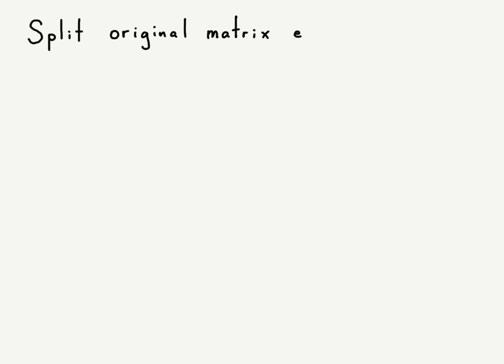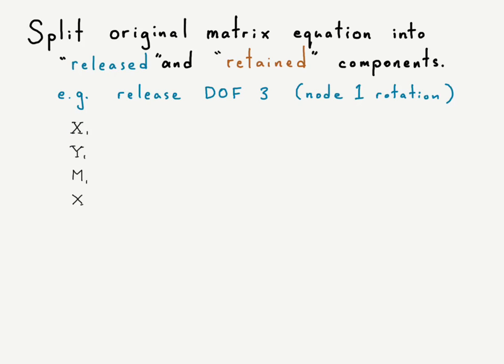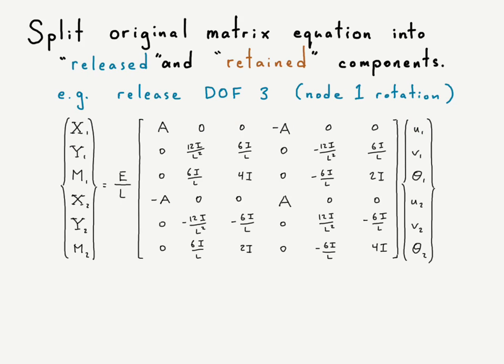So we do this by splitting up that original matrix equation into released and retained components. All right, so for example, we want to release degree of freedom 3. That's what we had on the previous slide. So that's the rotation corresponding to node 1. We go ahead and start with our original matrix equation. And here we select the component of the force vector that is released.